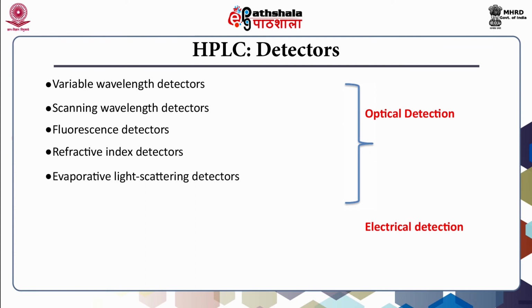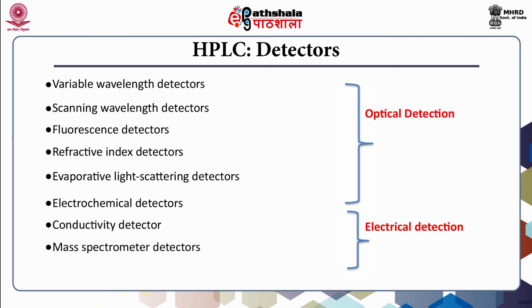scattering detectors. But in the case of electrical detection, there are 3 kinds of category, that is the electrochemical detector, conductivity detector and mass spectrophotometer detector, and finally the NMR spectrophotometer detectors can also be used. These last 2 detectors, the mass spectrophotometer detector and NMR spectrophotometer detector, are generally present in those instruments where there is a combination of HPLC and mass spectrophotometry and a combination of HPLC and NMR spectrophotometry.